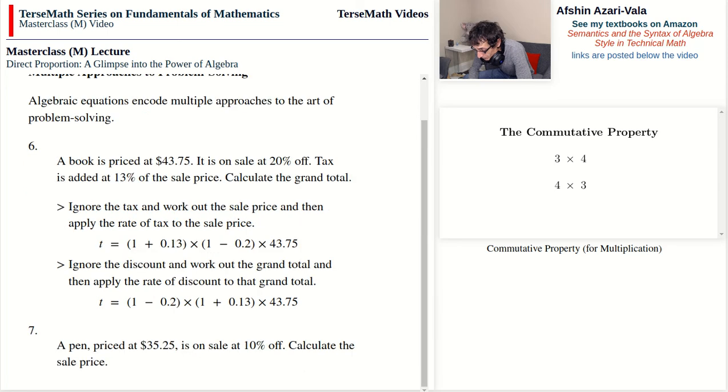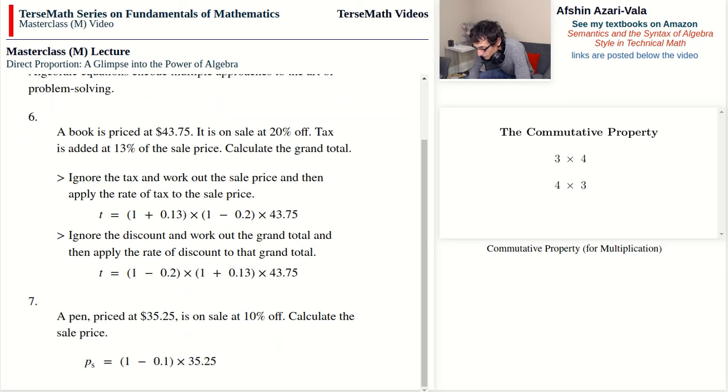Okay, the next problem says a pen priced at $35.25 is on sale at 10% off. Calculate the sale price. For this, we would write it down as: sale price is 90% of the price. If it's on sale at 10% off, then we pay 90% of the price. So sale price is 90% of the price.